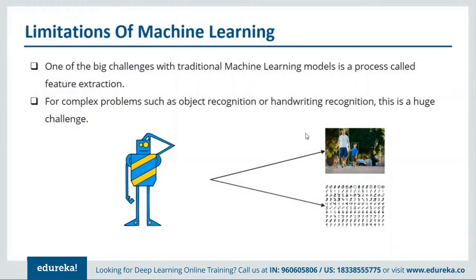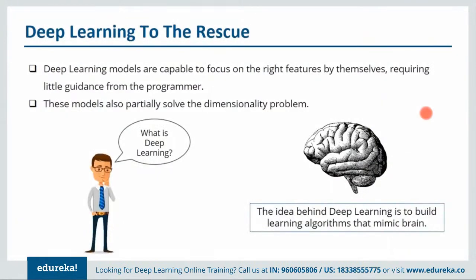Now, obviously we have a limitation, and it won't be fair if I don't give you the solution to this particular problem. So we'll move forward and understand how deep learning solves these kinds of problems. As you can see, the first line on your slide says that deep learning models are capable of focusing on the right features by themselves, requiring little guidance from the programmer. So with the help of little guidance, these deep learning models can generate the features on which the outcome will depend. At the same time, it also solves the dimensionality problem. If you have a very large number of inputs and outputs, you can make use of a deep learning algorithm.